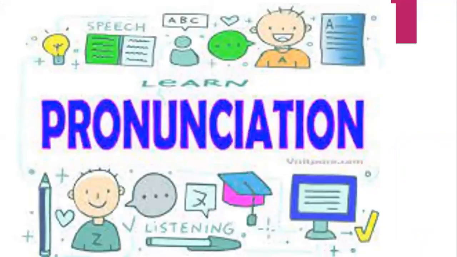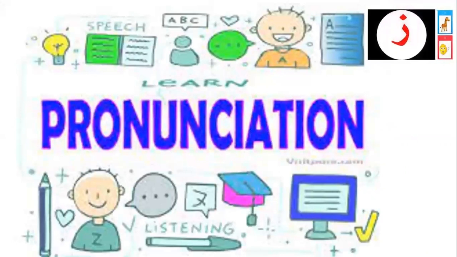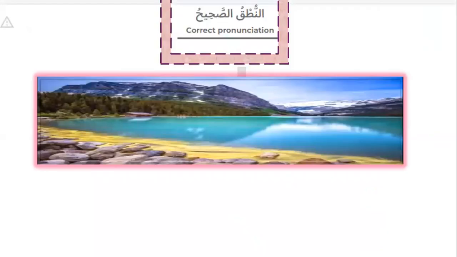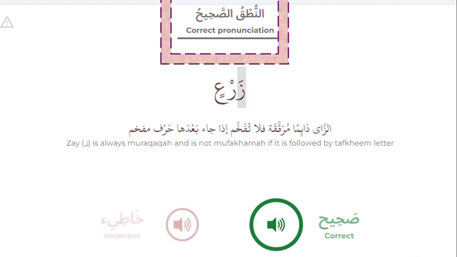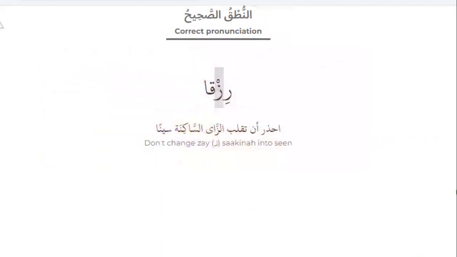Now we will pronounce letter Zai with correct pronunciation. Number one, Zai is always murakkak and isn't mufakham. Even if it's followed by a tafkhim letter, it's still murakkak, not mufakham. Example, please repeat, the pronunciation is zar'in. It's za, but the wrong one is the heavy za. Number two, don't change Zai sakina into sin.